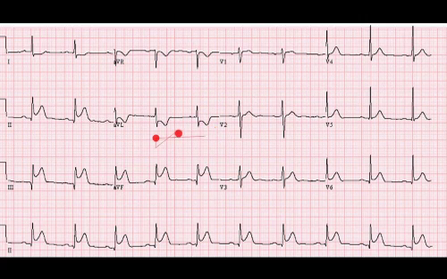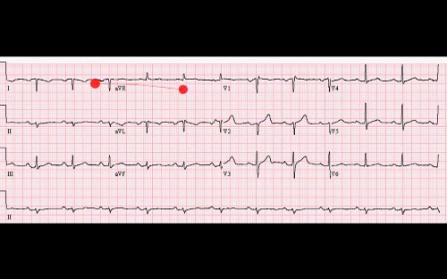So I would finish saying this is abnormal ECG with sinus bradycardia, ST segment elevation, rule out ischemia. Good. And that would be it.